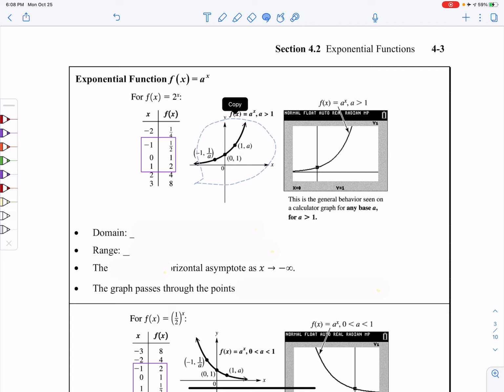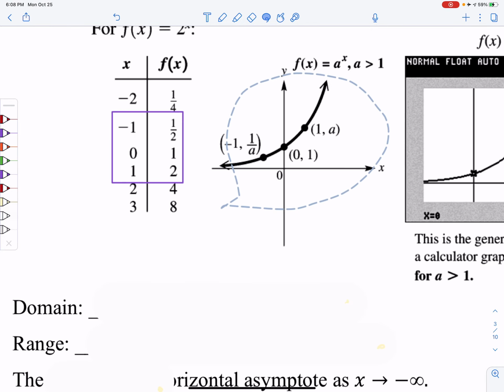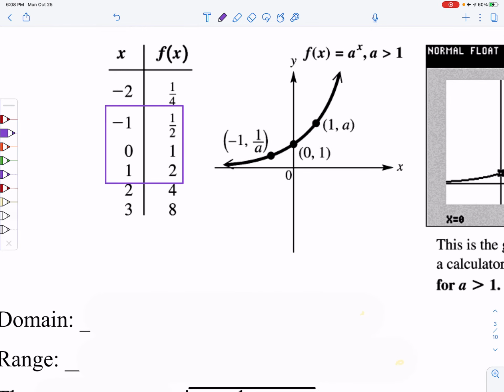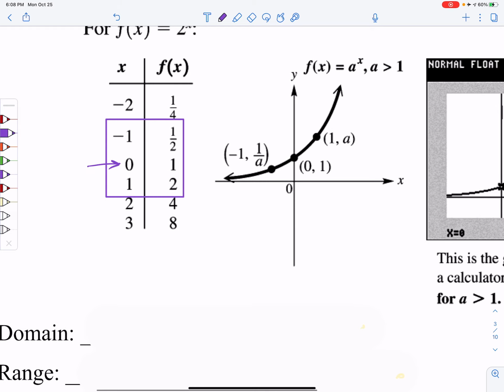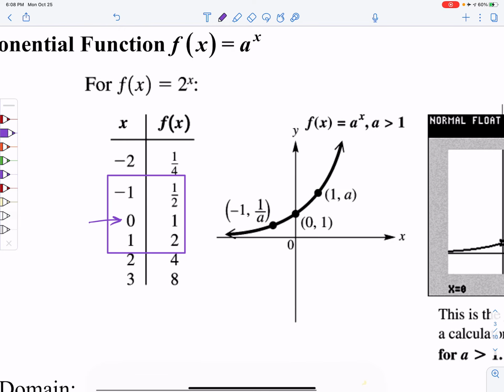So the special points that I'd like to point out to you here, the first one is going to be this coordinate (0, 1). Now, if you think about any number a raised to the 0 power, anything raised to the 0 power is always 1. So that's why that one is there. And in this particular case, we're using the specific parent of 2 to the x power. And so the second coordinate to point out to you is when x is 1, this is going to be 2 to the first power. 2 to the first power is equal to 2.